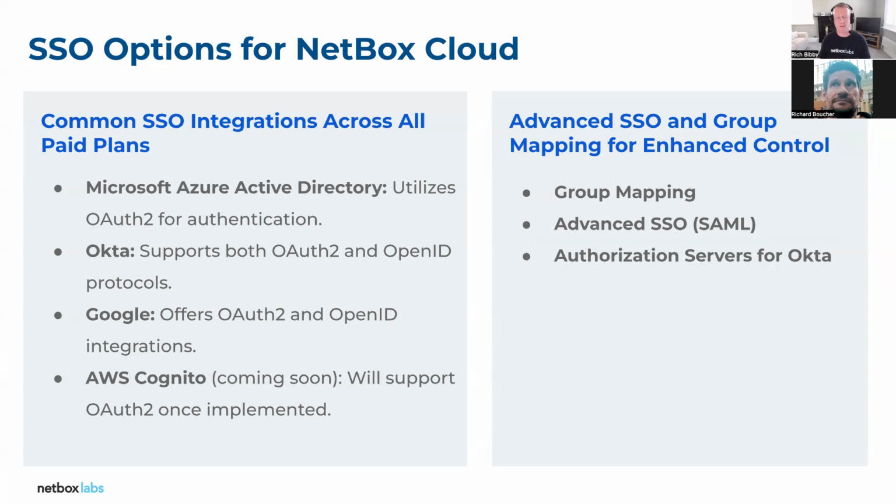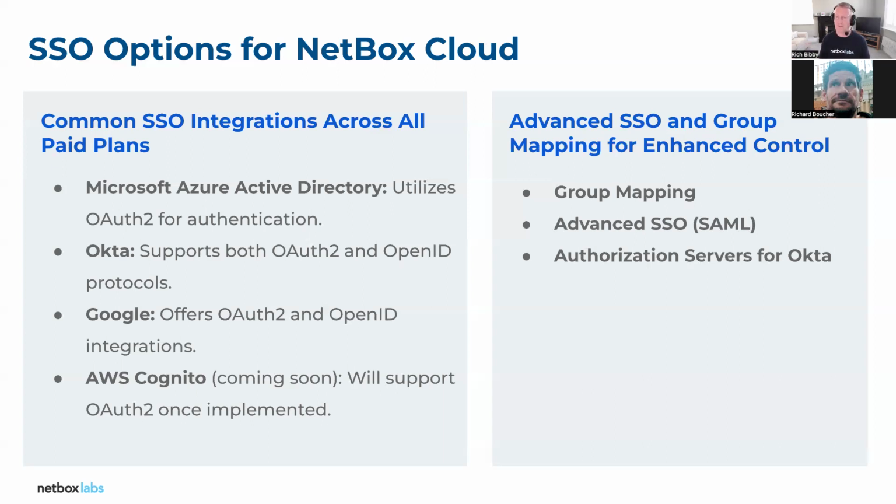Coming soon, we will also have AWS Cognito, and you can see Azure AD, for example, uses OAuth 2. Google, we offer OAuth 2 and OpenID integrations. So there's lots of options there for setting up these common SSO integrations that are available across all plans. We do have some more advanced options as well. So there's advanced SSO and group mapping that gives you even more control.